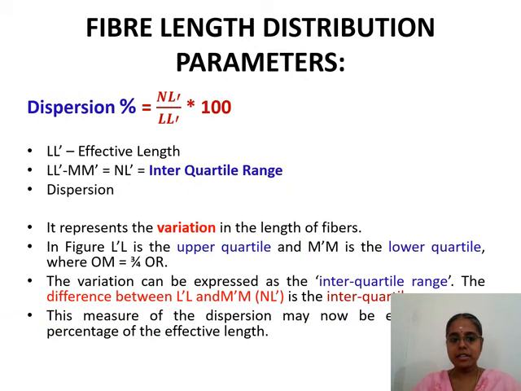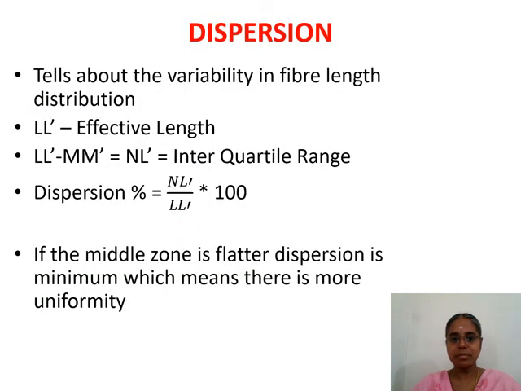Now it is clear: the formula for dispersion percentage is NL dash by LL dash into 100. LL dash is your effective length. NL dash is the interquartile range, and the percentage of interquartile range by effective length is your dispersion. So it tells about the variation of fiber, which is a very useful parameter about the fiber length. So if you have a flatter middle zone, then your dispersion will be minimum. If the value for dispersion is lesser, then your uniformity is higher.